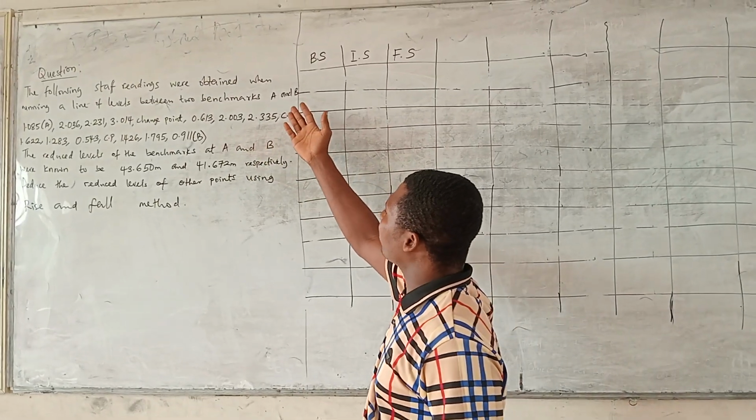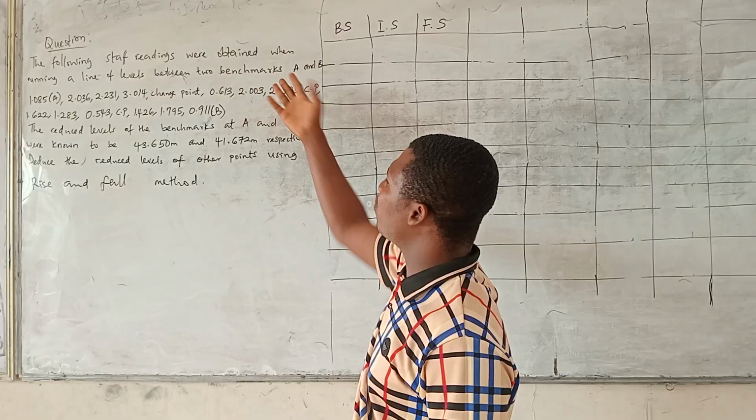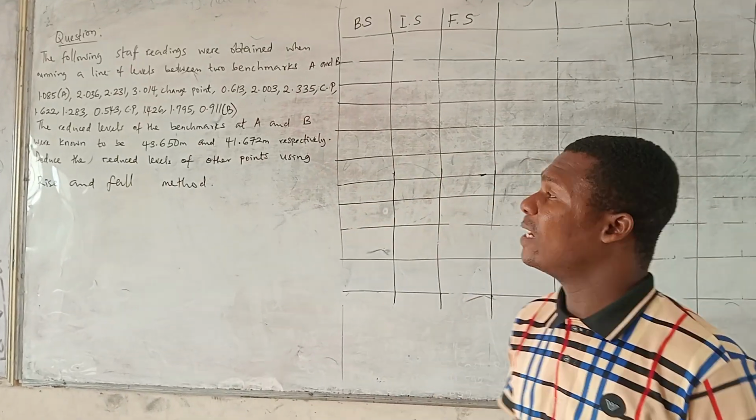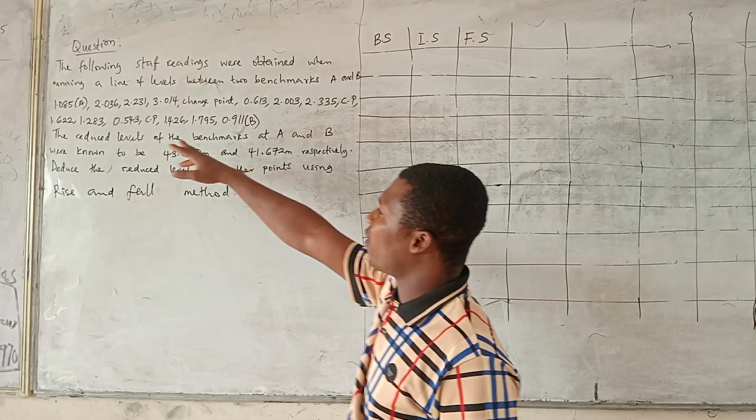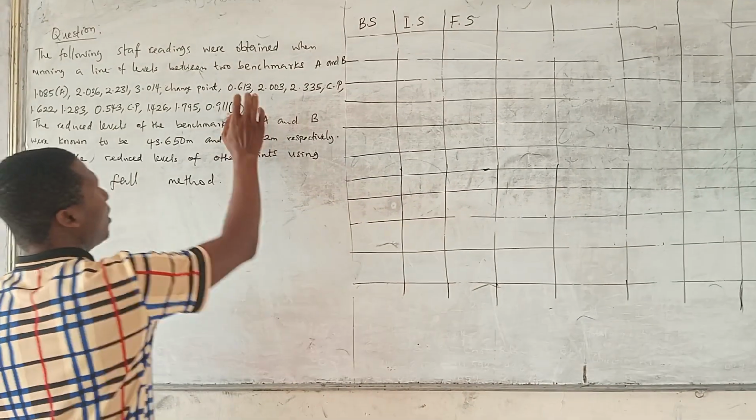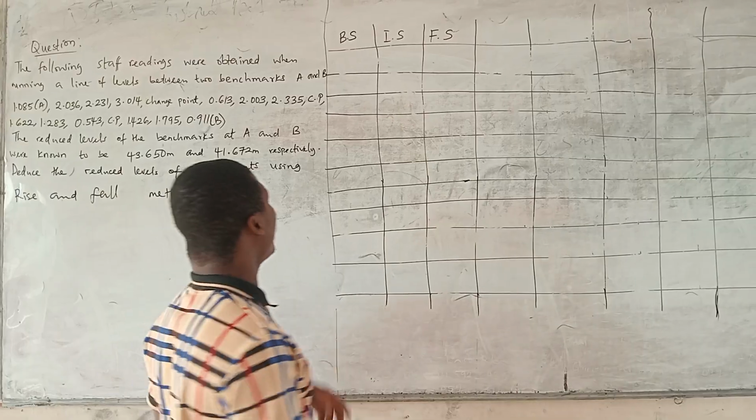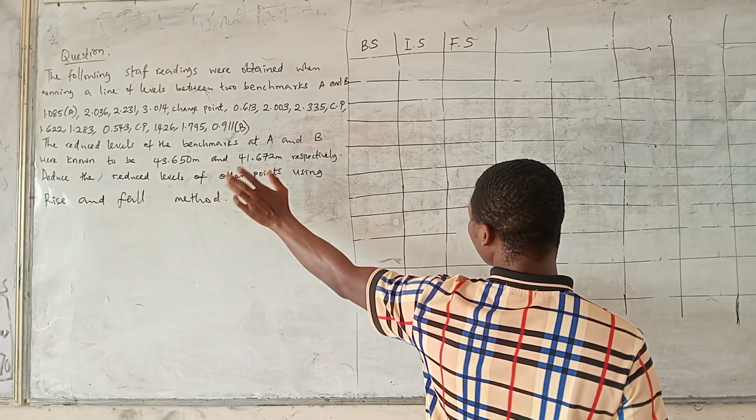The leveling was actually run between two benchmarks A and B. That shows the starting point. It started from A, then ends on B. We have the reduced levels of the two points.